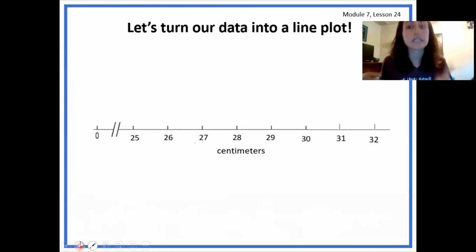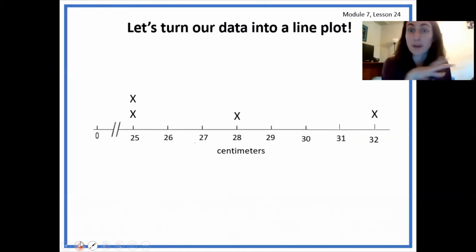Remember, centimeters, not inches. Okay, so watch how my data turned out. I had 2 at 25, I had 1 at 28, right? And I had 1 at 32. And so that's my completed line plot. My line plot shows my data, my measurements in a whole new cool way where it makes it more interesting. I can see how many more people had 25 than 32, right? That's really neat, I think.